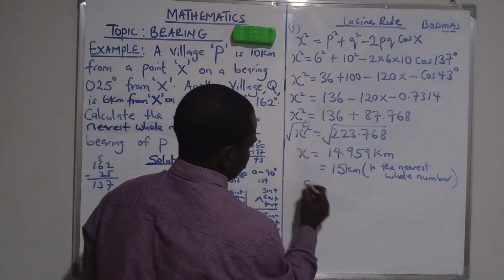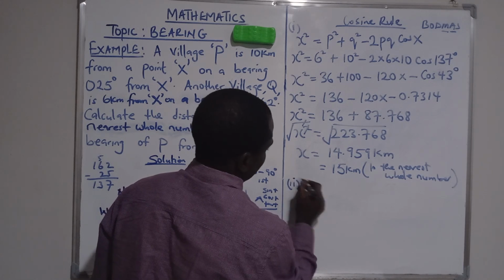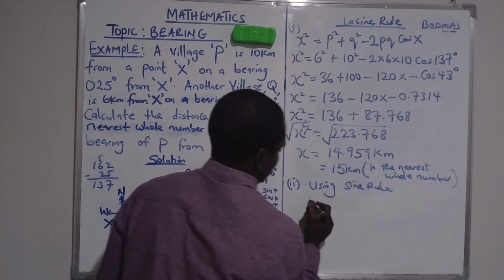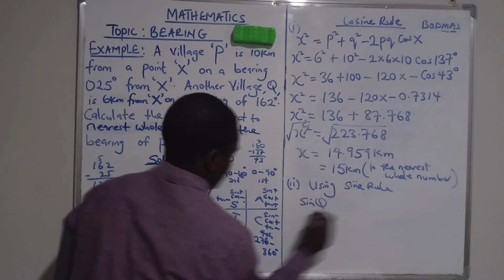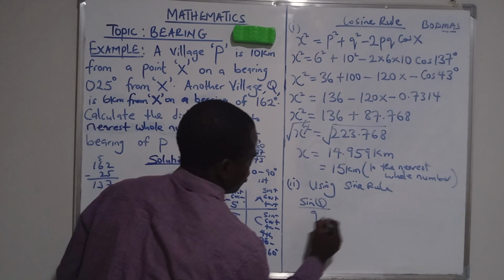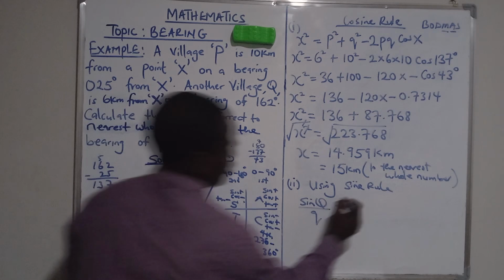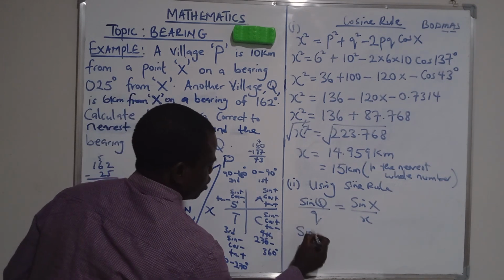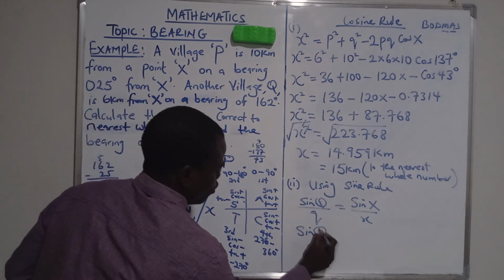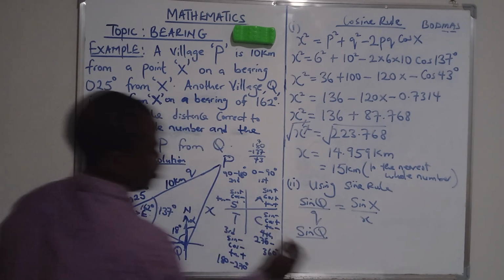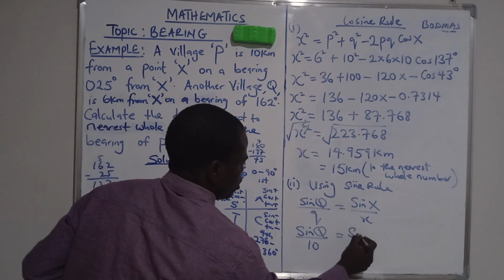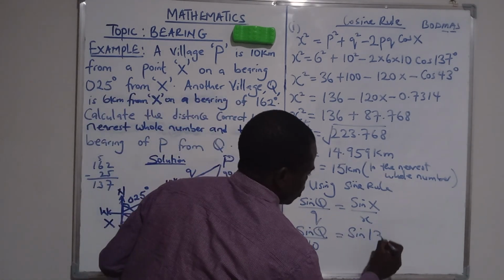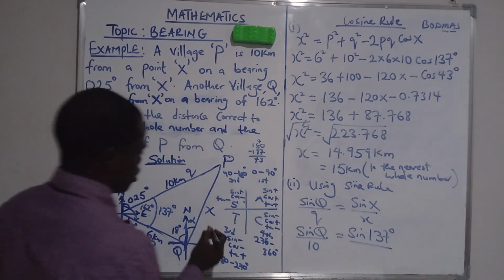Okay, we are going to use the sine rule. Using the second part of the question, the sine rule: that's sine Q over small q equals sine X over small x. What is Q? That's what you're looking for. What's small q? That's 10. Sine X, what's our X? Our X is 137, sine 137 degrees.